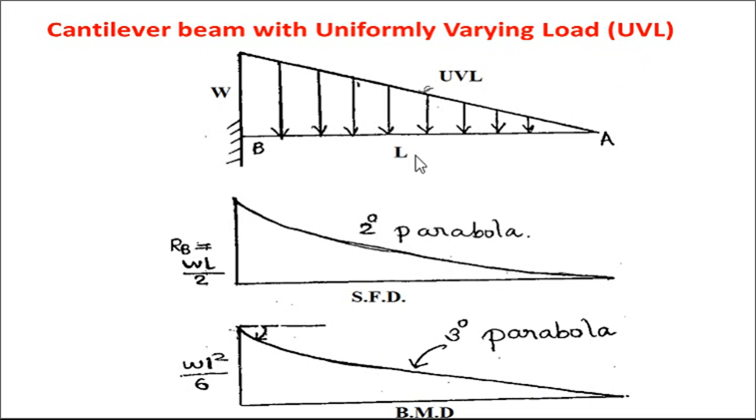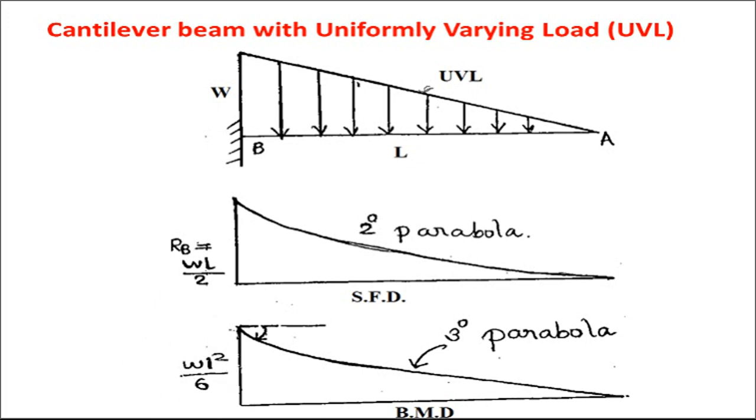And what will be the reaction? Reaction at point B, B is fixed. So what will be the load of this diagram? In UVL, normally we take the area of this triangle, half into W into L. Half into W into L means WL by 2. That will be the shear force. And you take the moment of that WL by 2 at this particular point, and you will get the bending moment, that is WL square by 2.